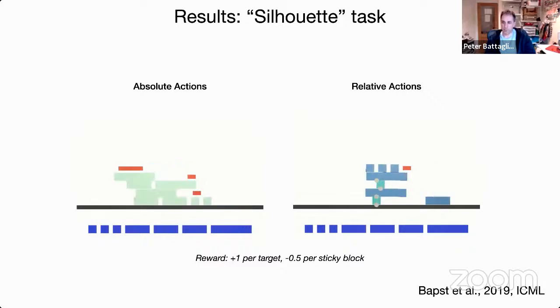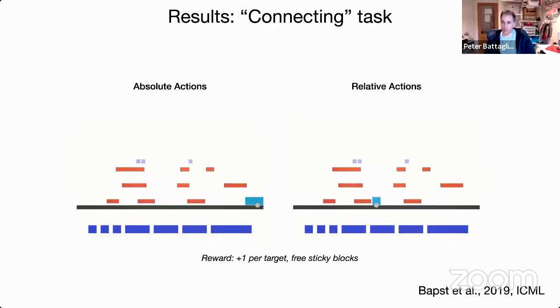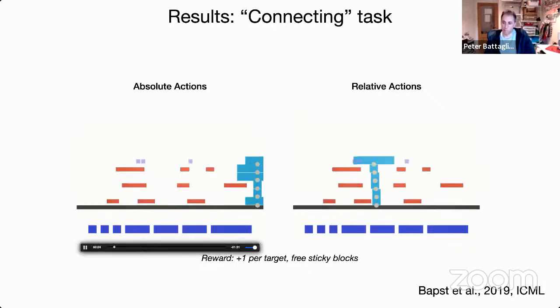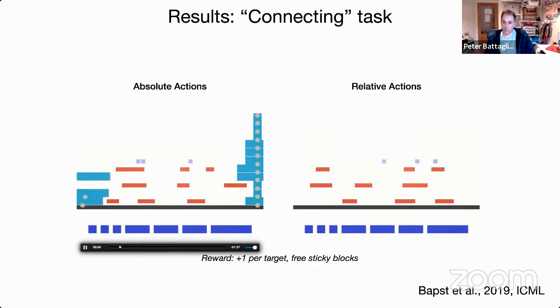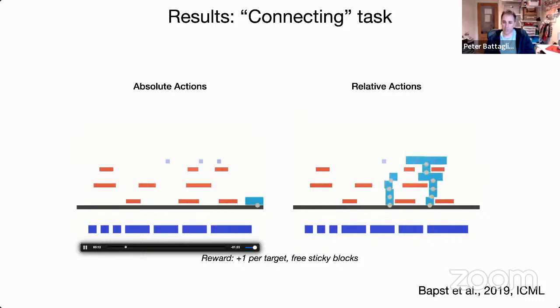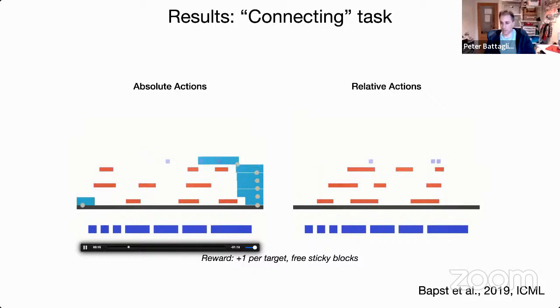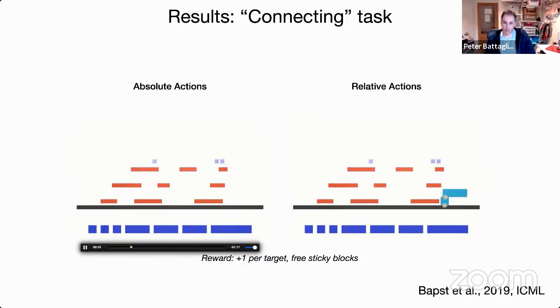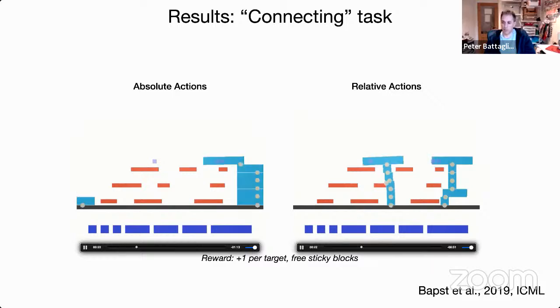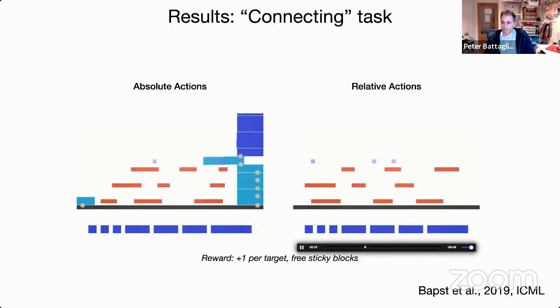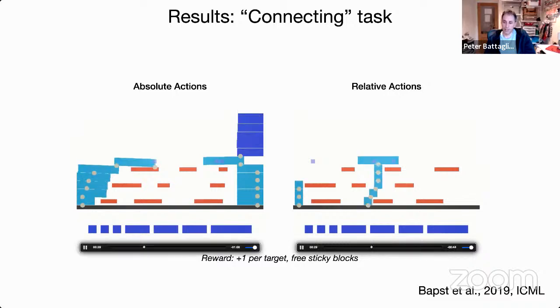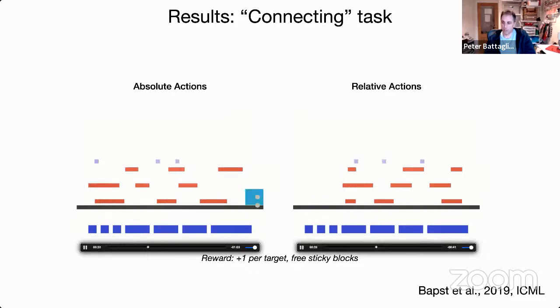So this is the simplest silhouette task. Here's the connecting task where it's building little structures that need to reach the ceiling. You can see the absolute agent often just falls into these weird pathological behaviors too. We don't really know why, but you get some of them right, but it really struggled to just get reasonable performance. The relative agent you can see is very effective. The different colors, when it makes the block sticky, it has a lighter shade of bluish green.